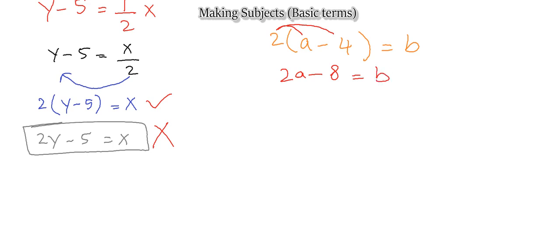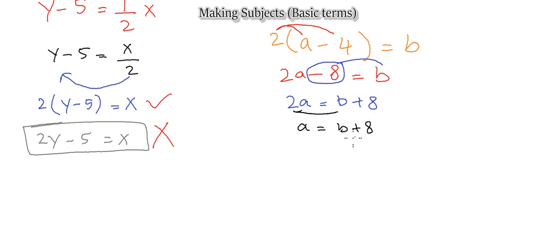If you want to make a the subject now, all you're going to have to do is again take one term at a time. So minus 8 will go to the other side and become plus 8. So 2a equals b plus 8. I want to make my a the subject, which means 2 is multiplied. So when 2 goes to the other side, it divides. So a equals b plus 8, all over 2.